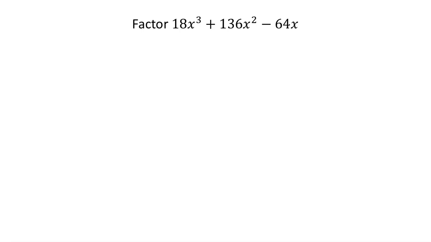So if I factor out 2x, we end up with 9x squared plus 68x minus 32. Now, when we're talking about the a, b, and c, we're going to talk about the a, b, and c of what's inside. I might also want to check, do these have a common factor? Well, 9 has factors of 1, 3, and 9. 68 is not divisible by 3 or 9, neither is 32. So this is as much as we can factor out.